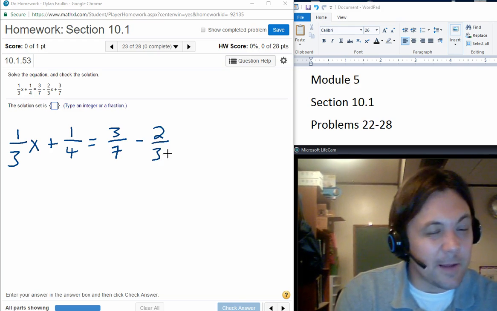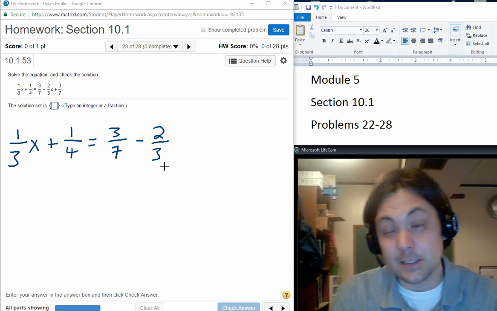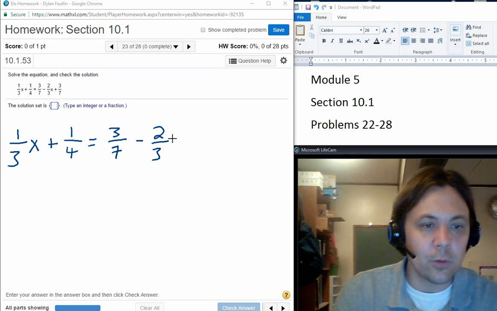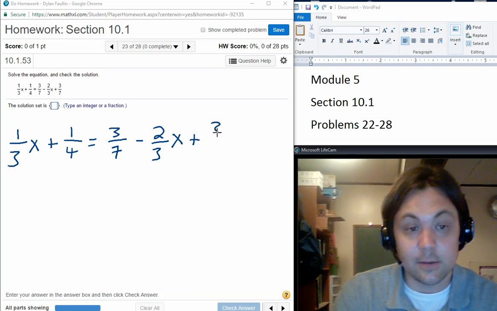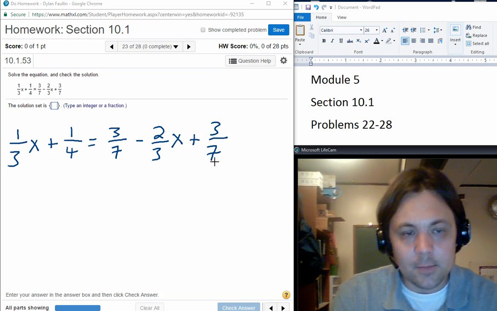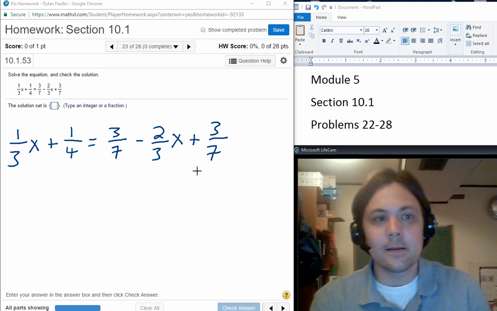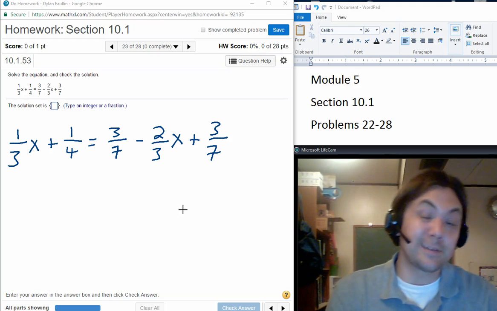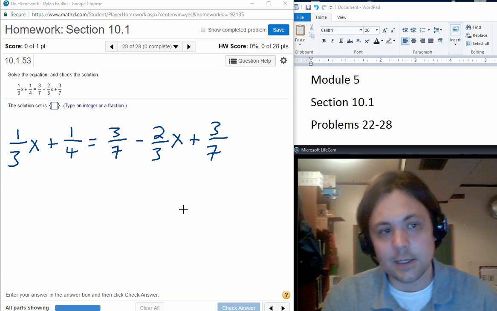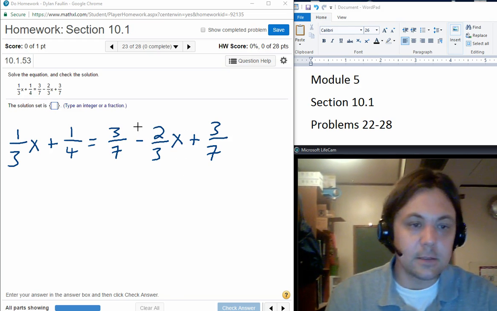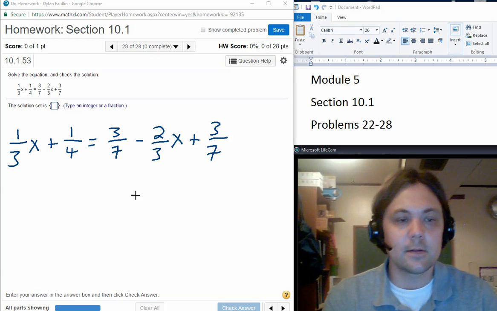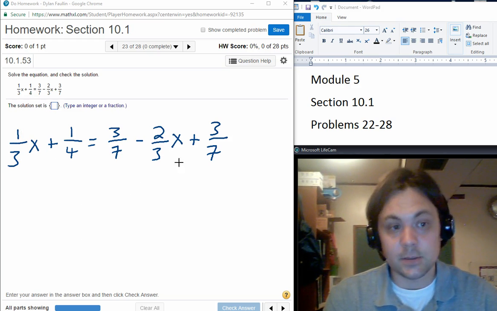So we'll learn about that probably in section 10.2 or 10.3. We're going to learn a way of just eliminating all the fractions that are in your equation so you don't even have to deal with them. But at this point, we don't have the tools available to do that, so we're just going to be stuck dealing with these fractions. So before we start moving terms from one side of the equation to the other, let's make sure both sides are simplified.